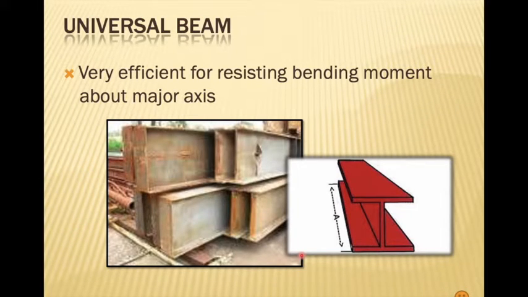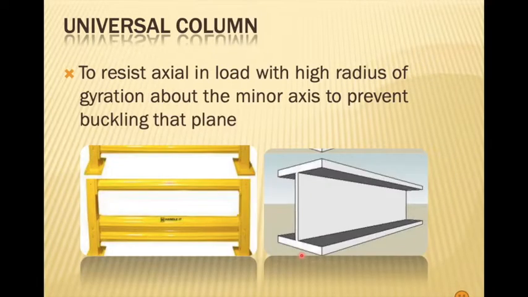Here I'm showing you examples of steel structures that can be used in civil engineering applications. The first one we have is the universal beam. It is very efficient for resisting bending moment about the major axis. Then we also have a universal column, which will be used as a vertical element to resist axial load, with a high radius of gyration about the minor axis to prevent buckling in that plane.